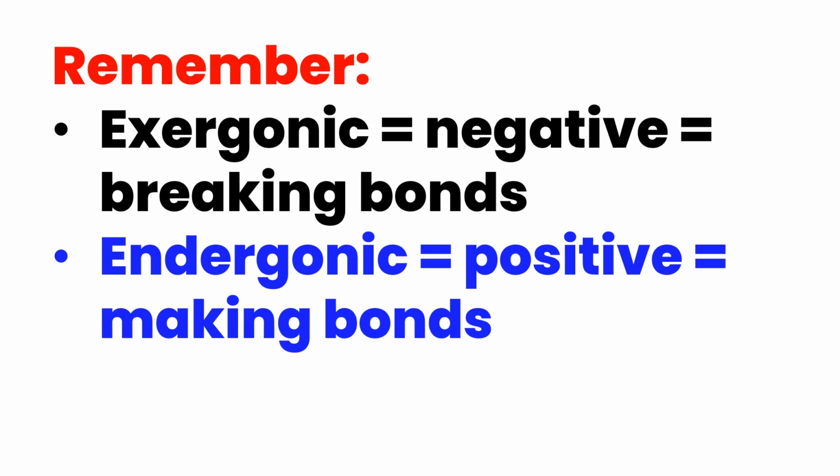Endergonic reactions absorb free energy, or positive. Remember, both types of reactions play crucial roles in living organisms and the environment. Exergonic reactions provide energy for other processes, while endergonic reactions build essential molecules for life.